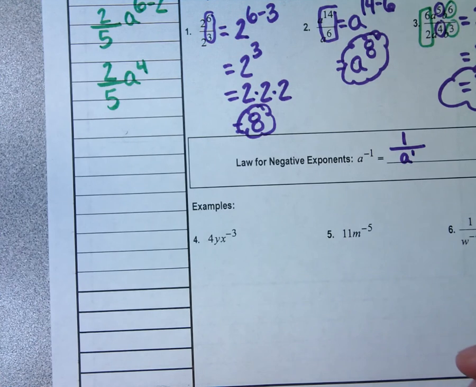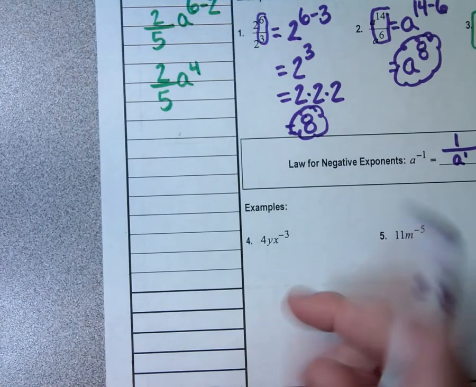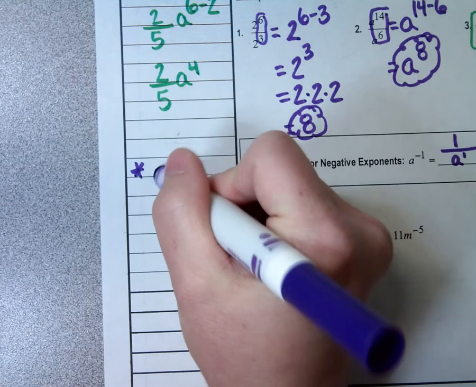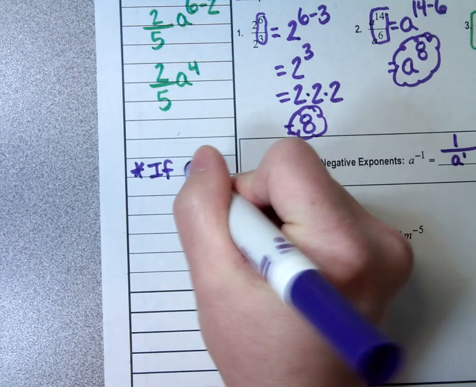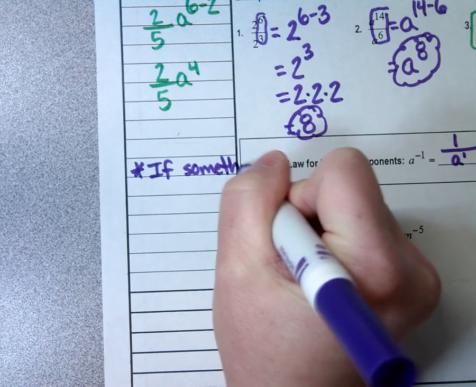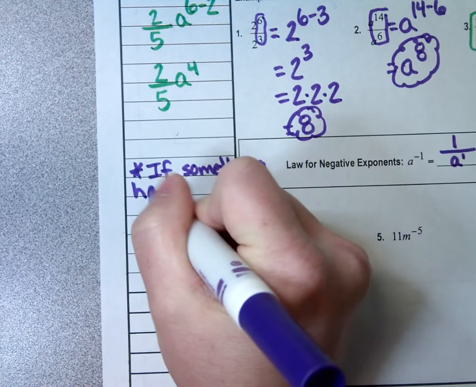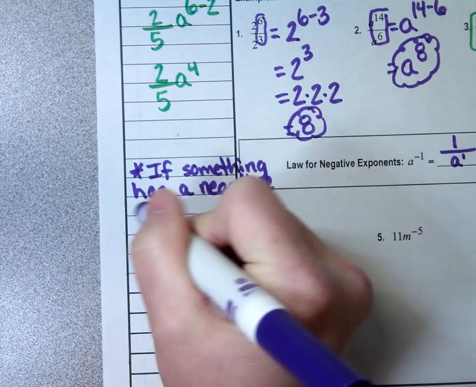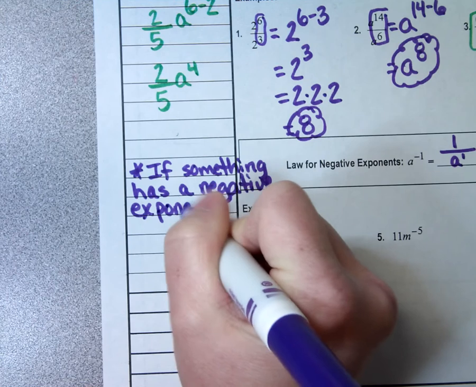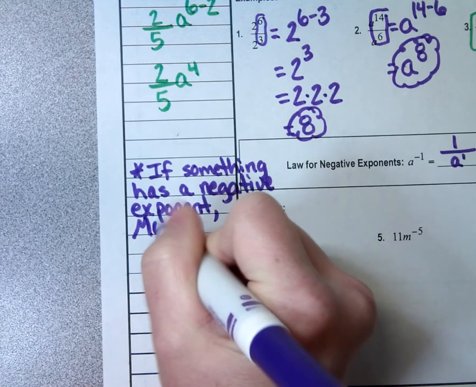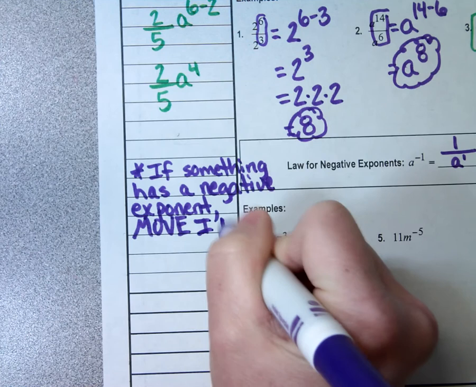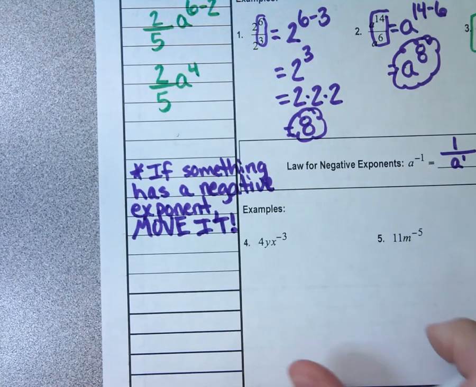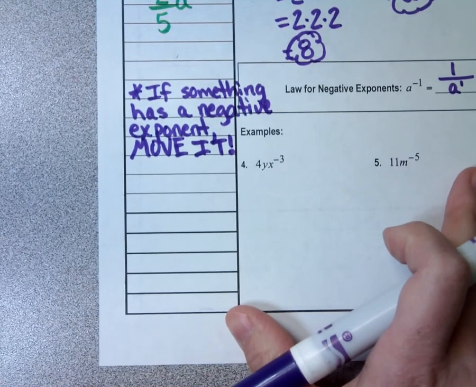If something has a negative exponent, we're going to move it. If it's in the numerator, it goes to the denominator. If it's in the denominator, it goes to the numerator. So I'm just going to write a little rule over here. If something has a negative exponent, move it.